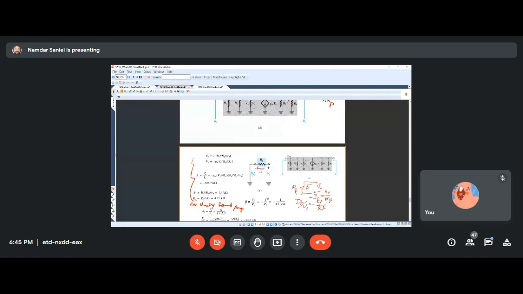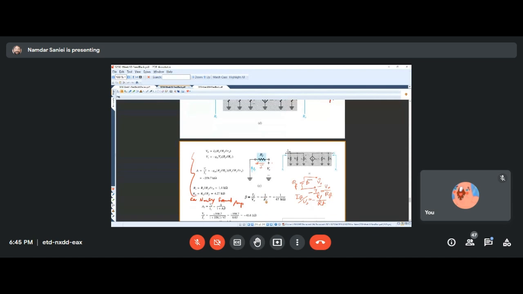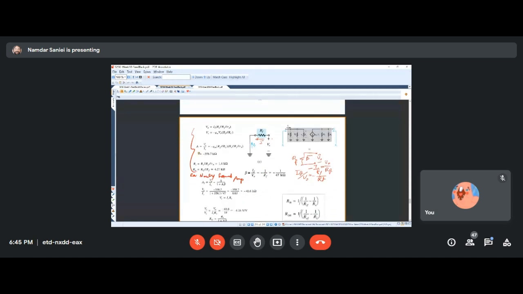And in this case, it was 1 over RF, negative of it. So we had beta, we had A, we used AF being equal to A over 1 plus A beta, which would give us VO over IF for this amplifier.